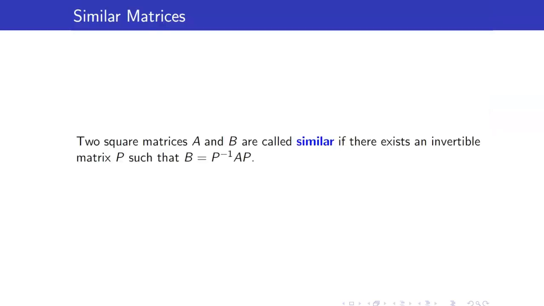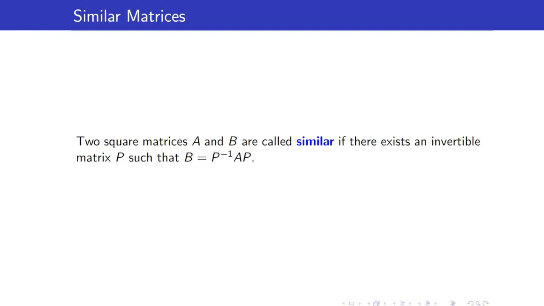In this lesson, we will be concerned with the problem of determining whether a given n by n matrix is similar to a diagonal matrix. Let us recall first what it means for matrices to be similar. Two square matrices A and B are called similar if there exists an invertible matrix P such that B is equal to P inverse times A times P.